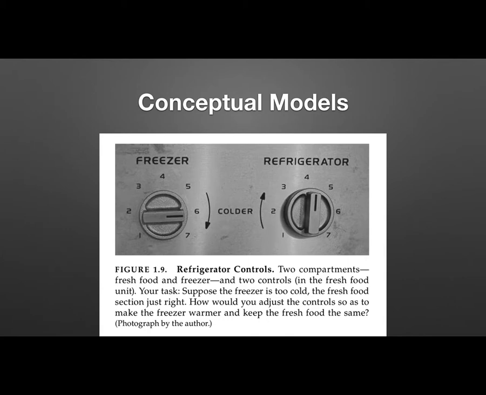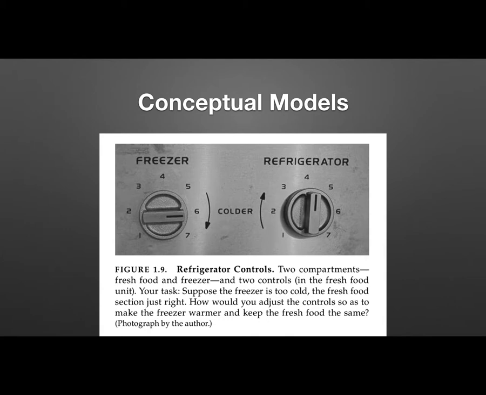So the next thing that's a big part of looking at the design of everyday things is conceptual models. This is an example: a refrigerator freezer, and you've got these knobs to adjust the temperature. Everybody has encountered something like this. The top section is a freezer, the bottom is a refrigerator, and you're going to use these knobs to change the temperature in the two areas.